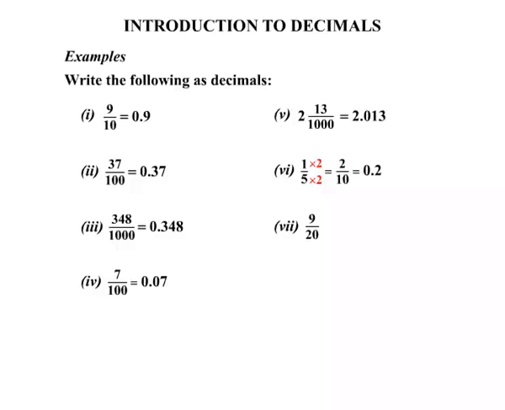Now 9/20ths. Again, can we change the 20 to something over either 10 or 100? This time 100. How do we change 20 to 100? We times by 5. So we need to do the same to the top, and 9 times 5 is 45. So we have 45 over 100. We can write that as 0.45, realizing that because it's over 100, we have two decimal places.